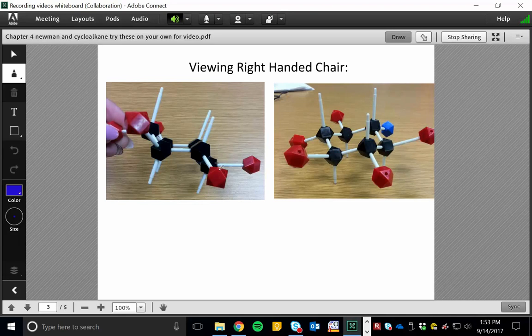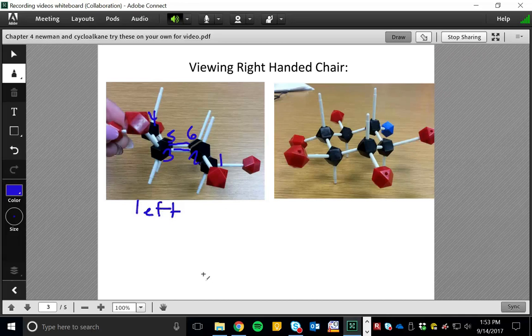So viewing it from the side, carbon number 1 you can tell on the right hand side is pointing down. Carbon 2 and 3 are pretty much in the same position. Carbon 4 is now the one pointing up, and 5 and 6 again are in the same position. You can see it a little better in this version of the model, but they should be flat. And again, this is the left-handed version of the chair.